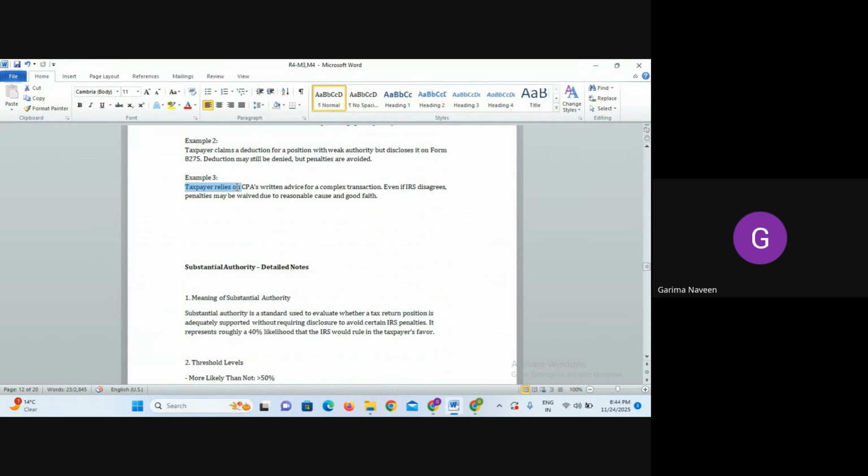For example, a taxpayer relies on a CPA's written advice for complex transactions. Even if the IRS disagrees, the penalty may be waived due to reasonable cause and good faith. So if a taxpayer has taken a certain position on advice from a CPA, and the position is spotted by the IRS, then they may ask you for certain penalties. But if you have shown them that you took this position in reasonable cause and good faith, then the penalty may be waived.